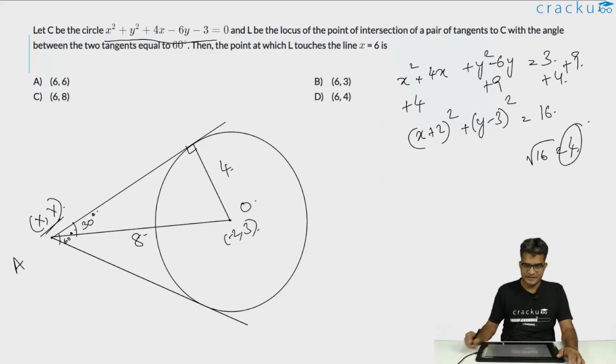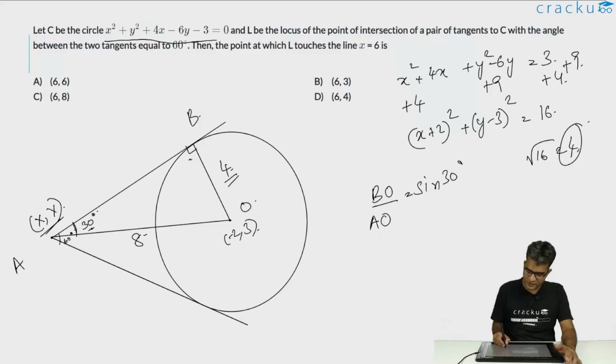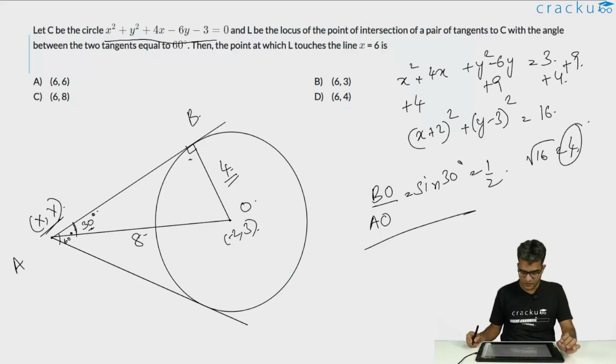Why is that the case? Because if you are assuming that this is a right angle triangle ABO, one side is 4 units, one angle is 30 degrees, the other one is a right angle. This would imply that BO divided by AO is equal to sine 30 degrees, which is equal to 1 by 2. Using this, we can calculate that AO is equal to 8 units.